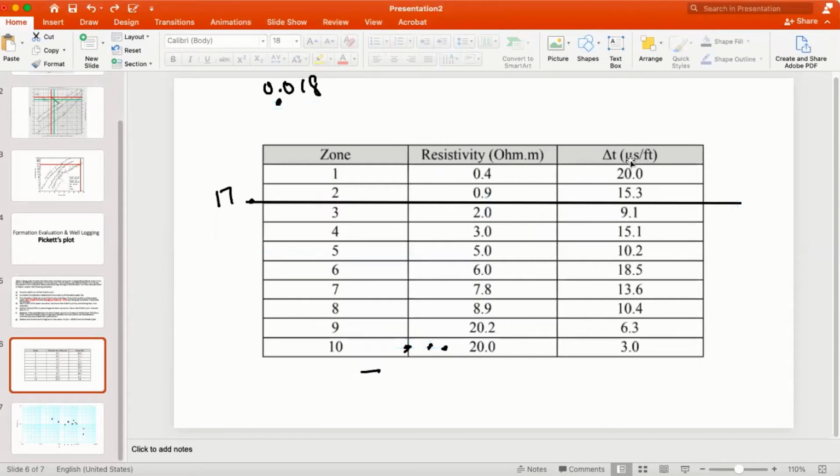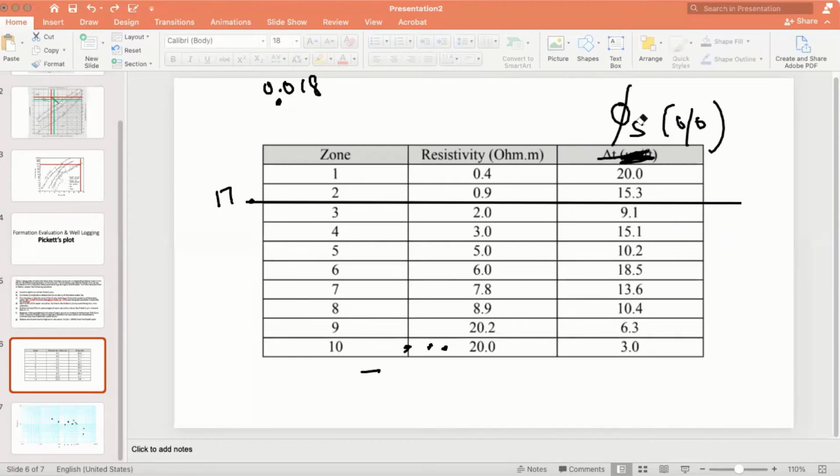20. This is not microsecond per feet. It should be percentage. I think it should be the porosity based on the sonic. It shouldn't be like this, it should be in percentage. There's something wrong with this question. Never mind. But the first point is 20.